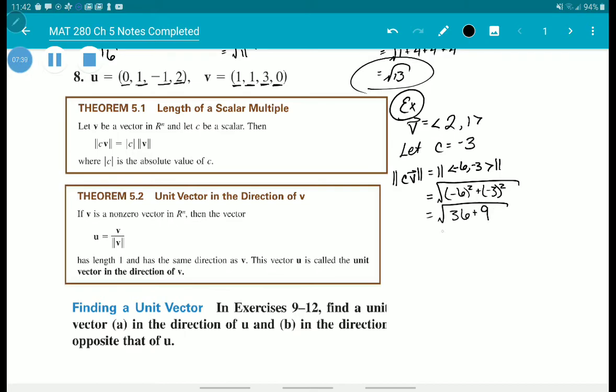We have 36 plus 9, which is 45. And then we're going to break that down. Remember, 45 is the same thing as 9 times 5. And we can take the square root of 9 and pull it out. And we're left with a 5 under there. Now, this theorem is saying that's the same thing as if we take the absolute value of c times the magnitude of v. So let's substitute that in.